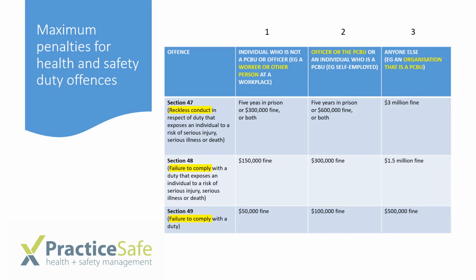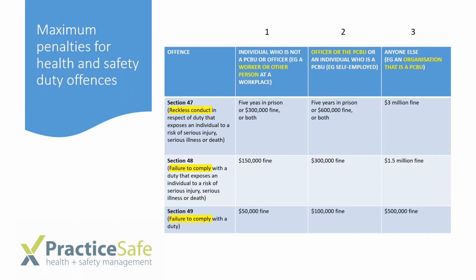Not only fines ranging from $300,000 for workers through to $3 million for large organisations, but imprisonment up to 5 years. Next is a failure to comply, exposing an individual to risk of serious injury, illness or death. They don't need to prove the offender was aware their actions could cause risks, but they still failed to comply with a duty that did cause those risks.